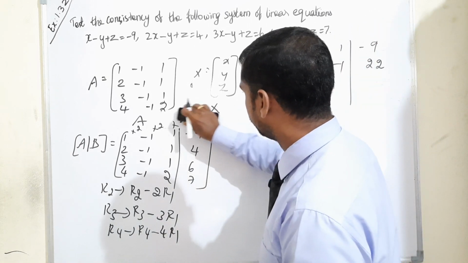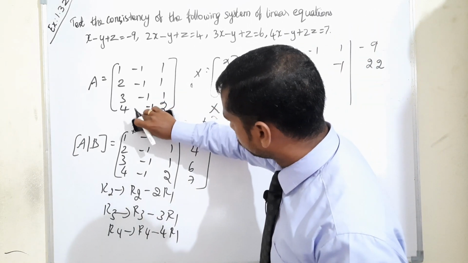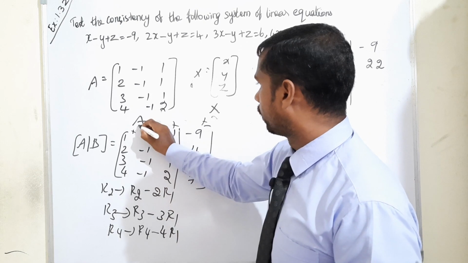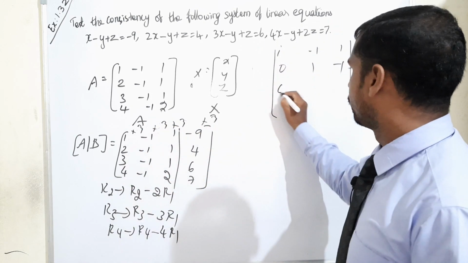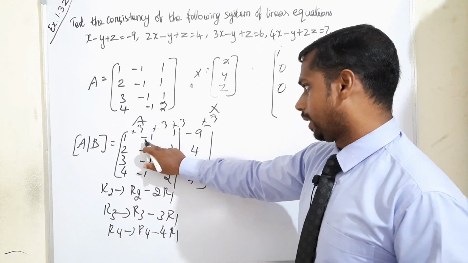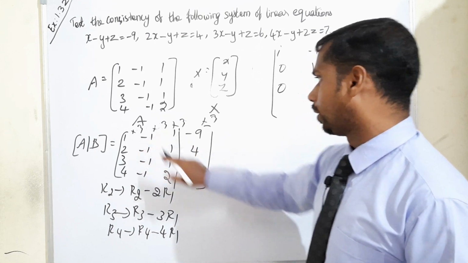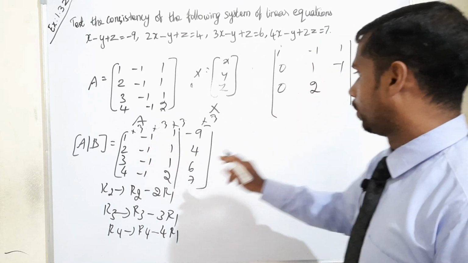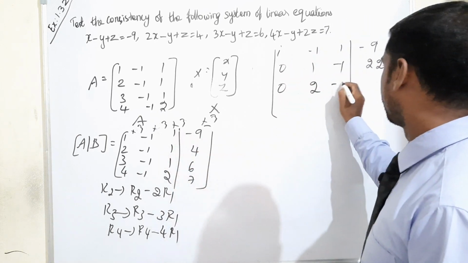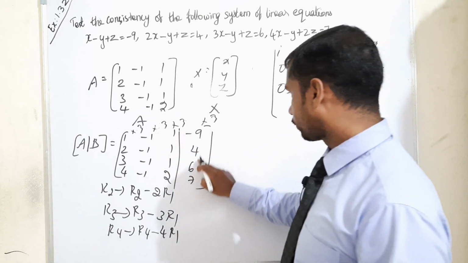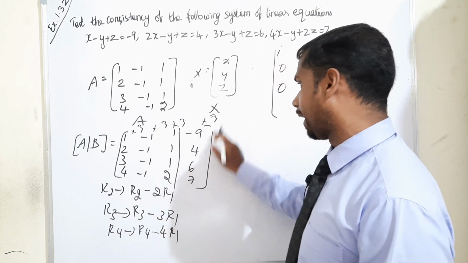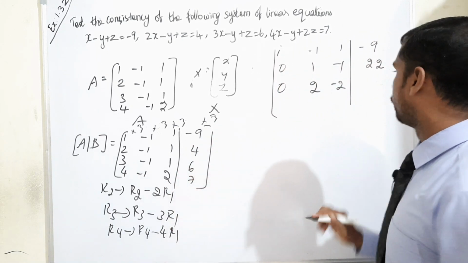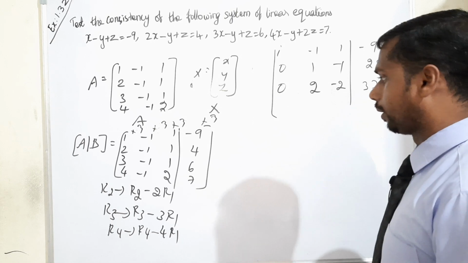Next, R3 minus 3 R1, multiplying by 3 each time. 3 minus 3 is 0. Minus times minus is plus, so -1 plus 3 is positive 2. Then 1 minus 3 is -2. Then for the constant, minus times minus is plus, 9 threes are 27, and 27 plus 6 is positive 33.